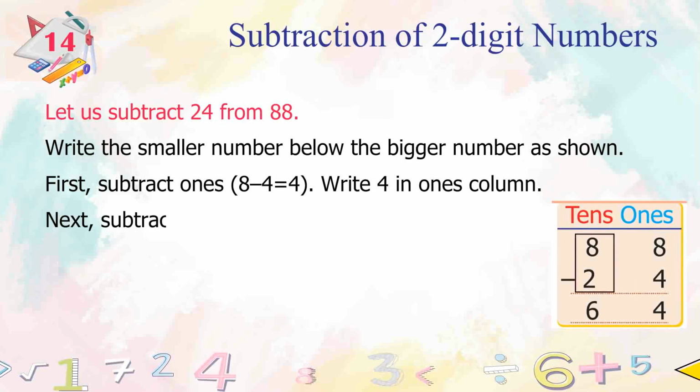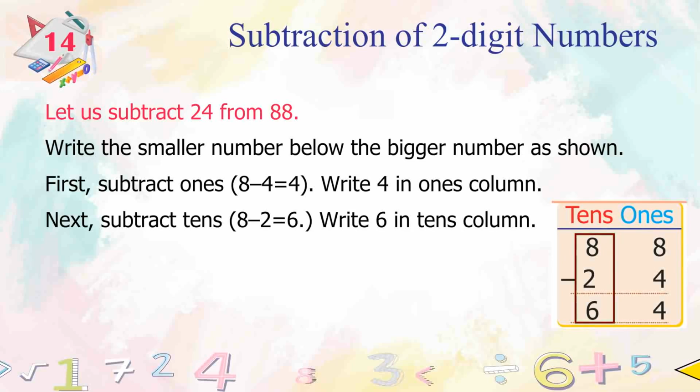Next, subtract tens. 8 minus 2 is equal to 6. Write 6 in the tens column. The difference is 64.